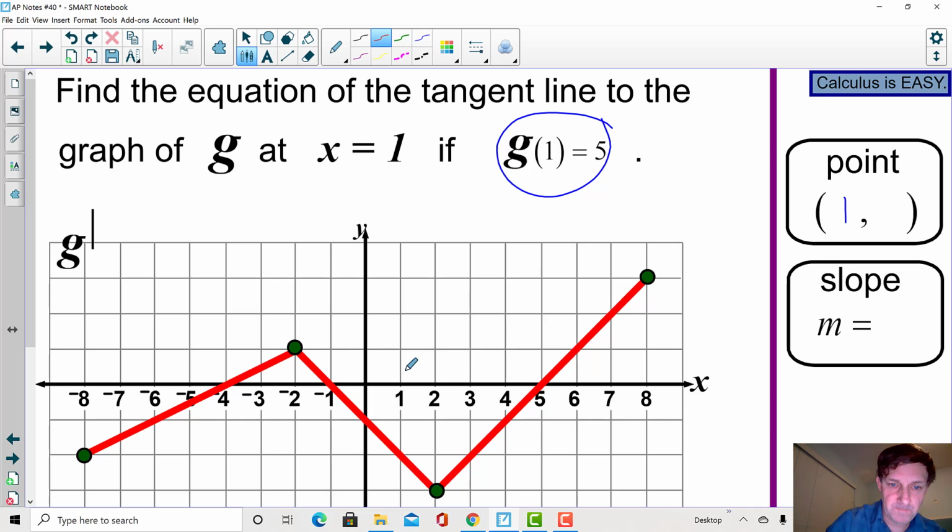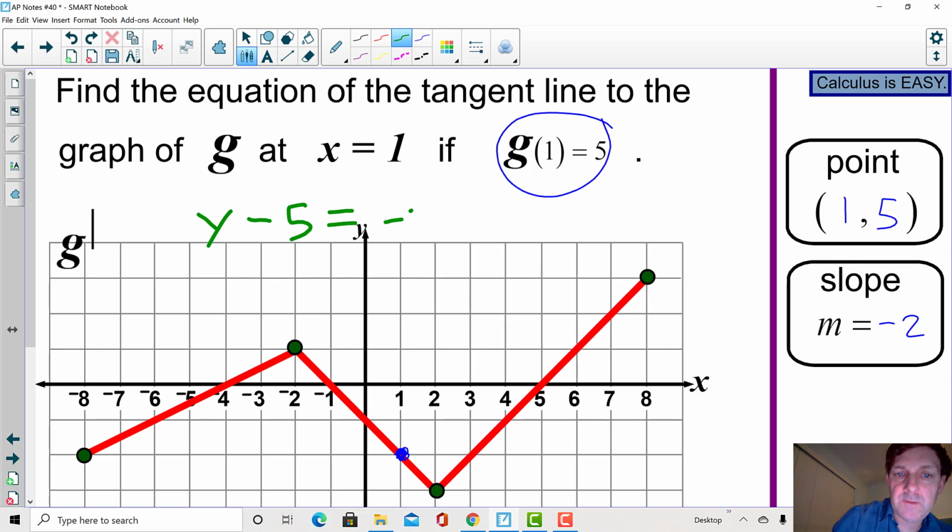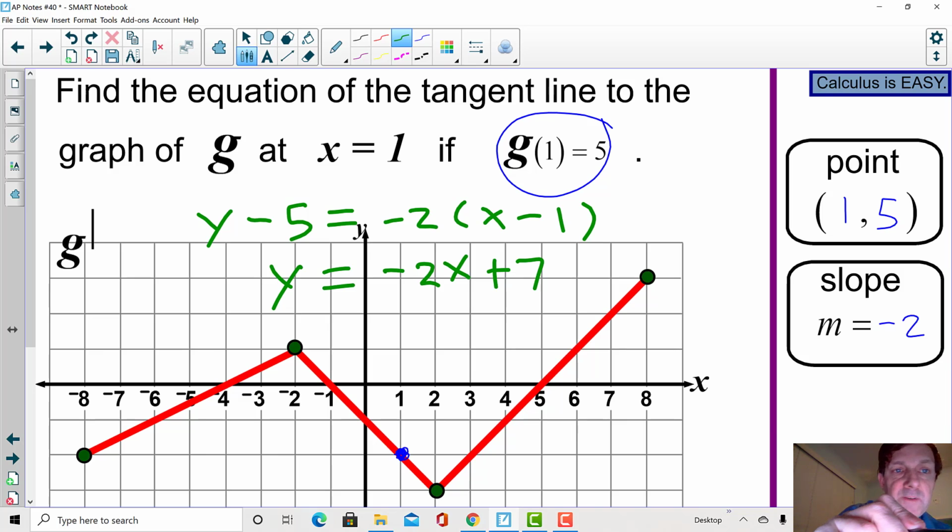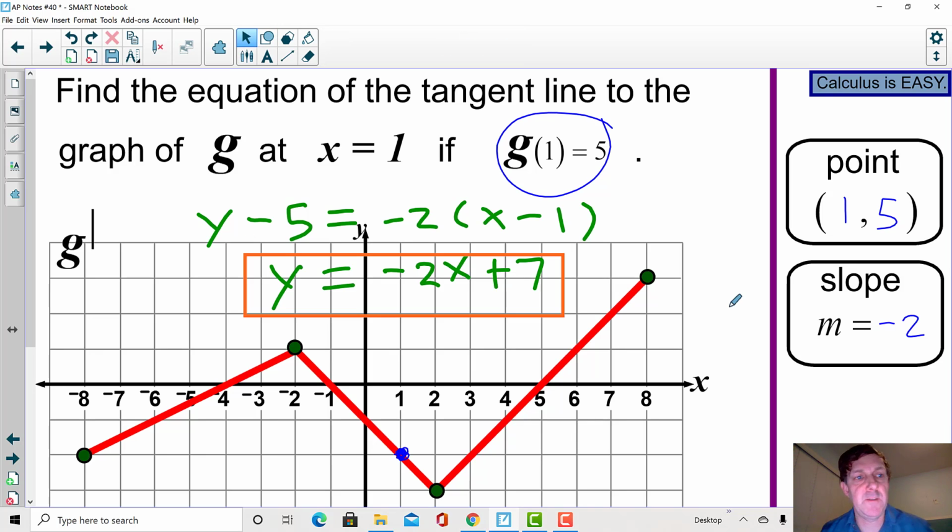When x is 1, g prime is negative 2. So that means the slope is going to be negative 2. Once you have a point and a slope, you're pretty much done. You can write the equation of your line. The equation of the line is going to be y minus 5 equals the slope times x minus 1. You could stop there or you could solve for y. If you solve for y, you're going to get y equals negative 2x plus 7. Put a box around it. There we go. That is the equation of the tangent line to the graph of g at x equals 1.